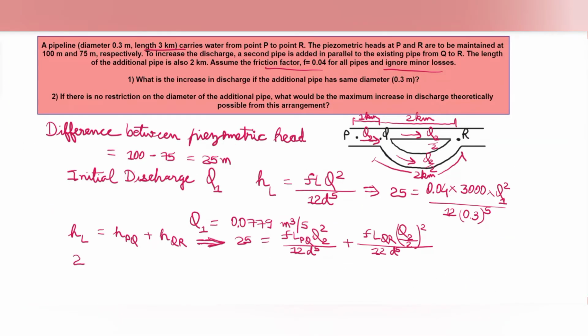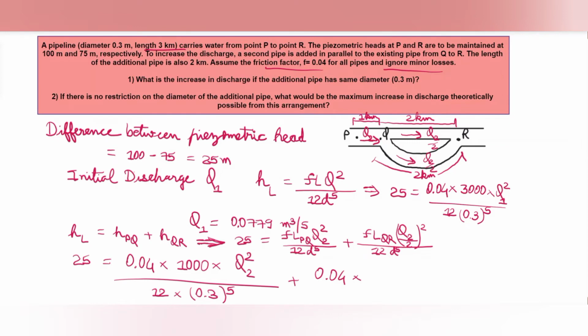Now we have 25 is equal to the friction factor 0.04 into LPQ, the length of PQ, which is 1 kilometer, so it will be 1000 meter, into Q2 square upon 12 into d raised to 5, d is 0.3, plus 0.04 into LQR, which is 2 kilometer, so it will be 2000 into Q2 by 2 whole square, which is Q2 square upon 2 square, which is 4, divided by 12 into, again, d raised to 5, d is 0.3 raised to 5.